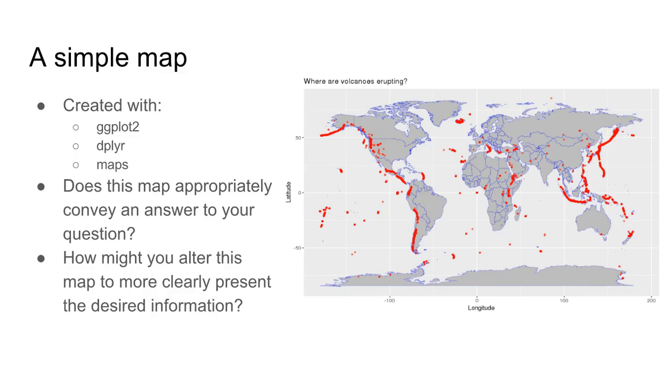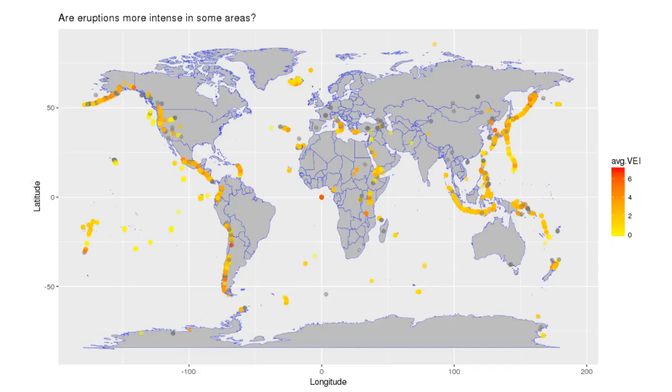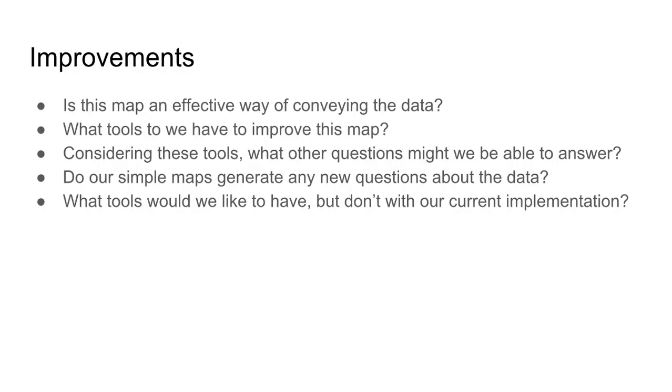So we have a lot of tools in our toolbox here to alter this map. And one of them is changing the color of the dot. In this example, we've changed it to reflect the average VEI, which is a measure of magnitude of eruption. So with a visualization like this, we want to think about whether this map is really an effective way of conveying the data. And if not, what tools do we have to improve it?